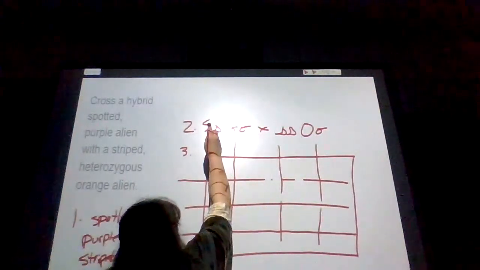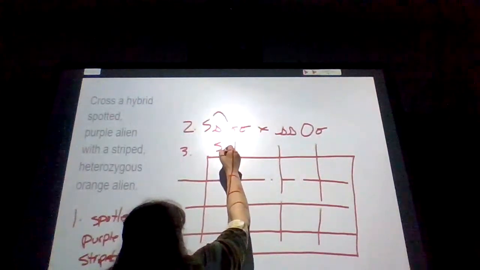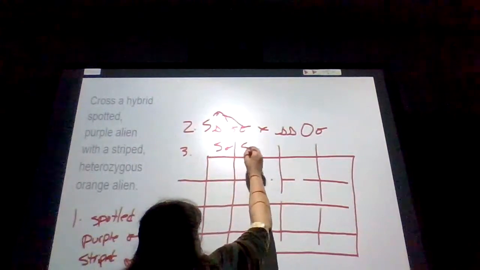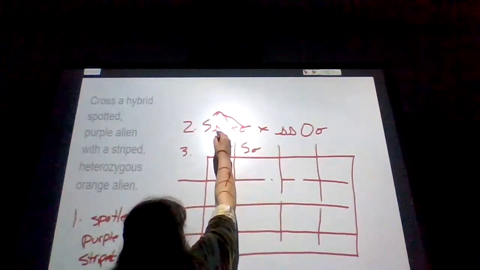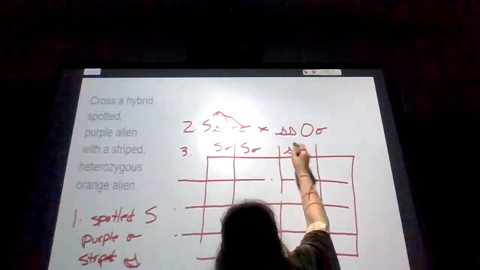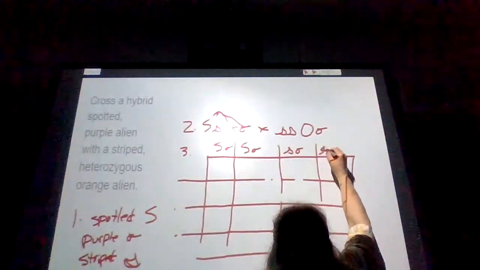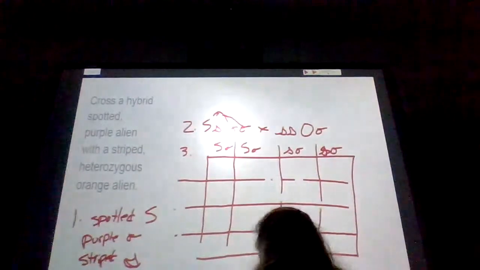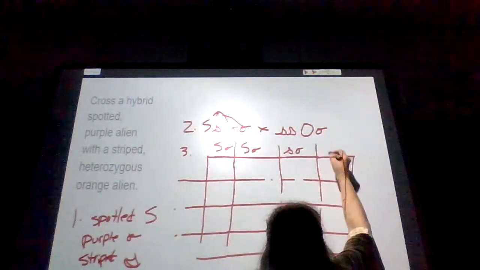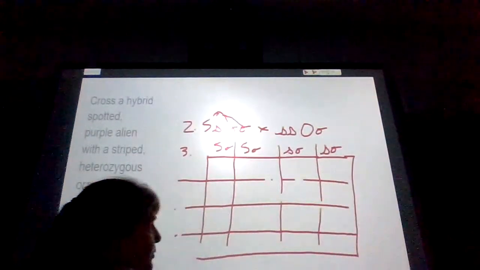So we know that this big S can go with this big O. So there's my S and my O. We also know that this big S can go with this little o. I know this little s can go with my big O. And I know this little s can also go with this little o. Whoops, sorry. Let me fix that because I won't be able to read my own writing later. Okay, that's parent number 1.